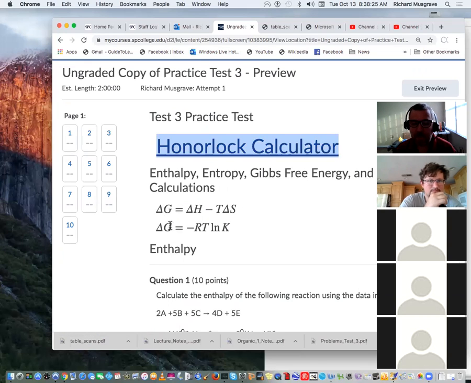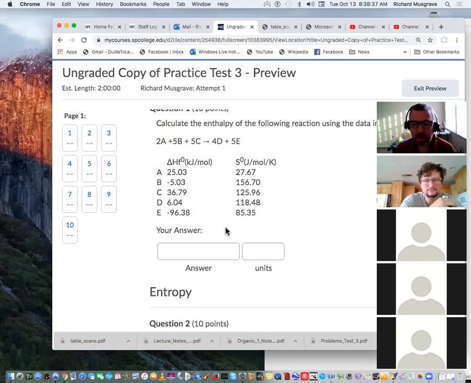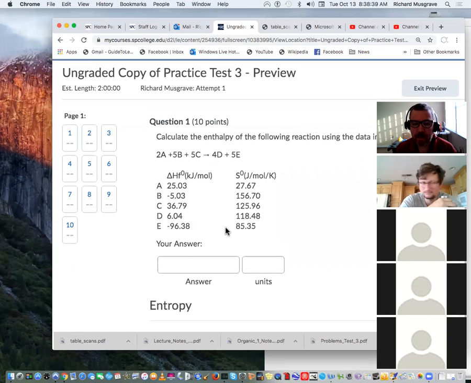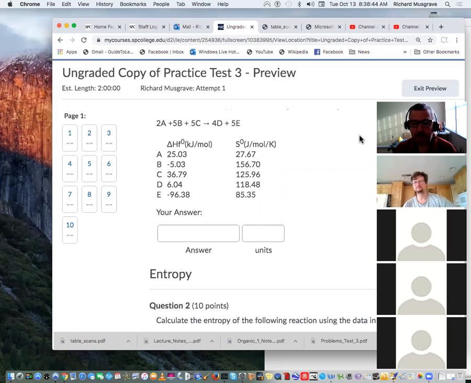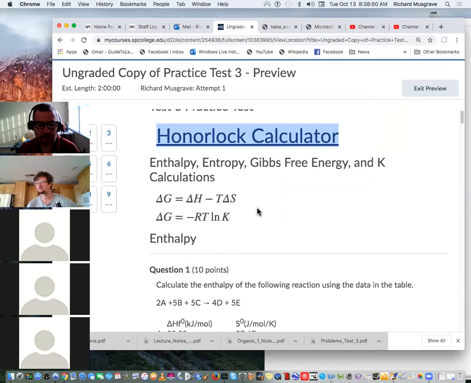I do give you these equations here, the Gibbs free energy equation and the delta G equals negative RT ln of K. I think I give you the R value in the actual problem, so I think you'll see that. So I'm just moving this over here. Here we go.